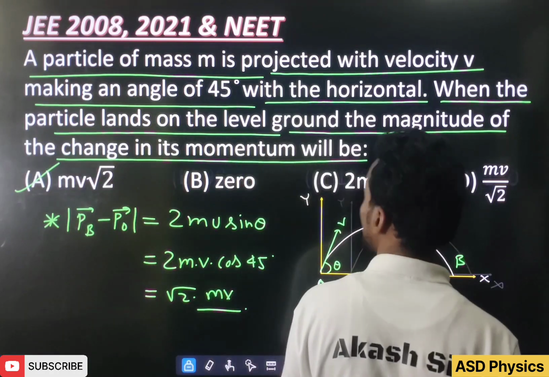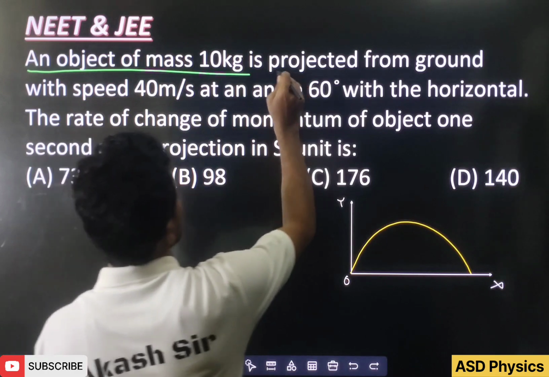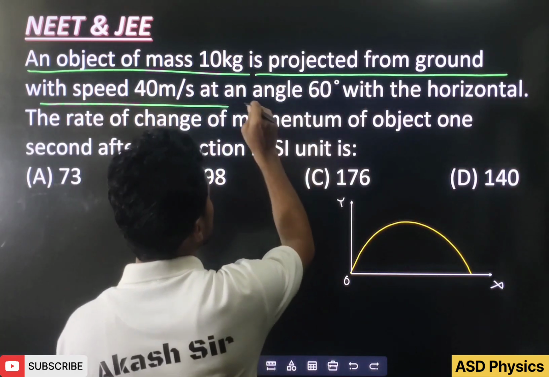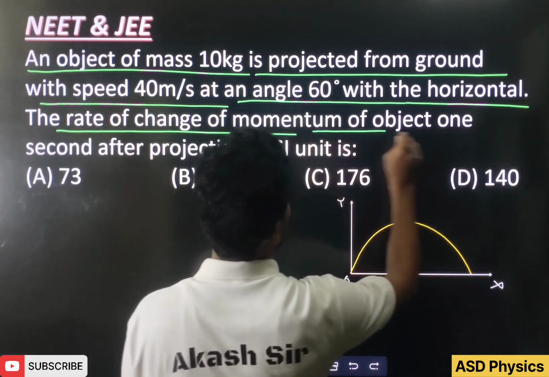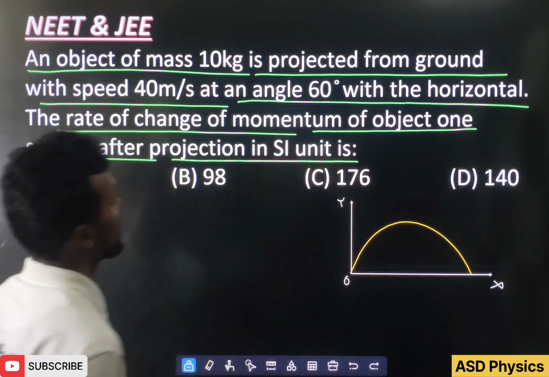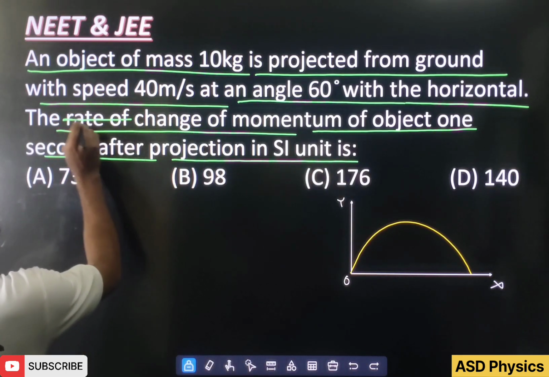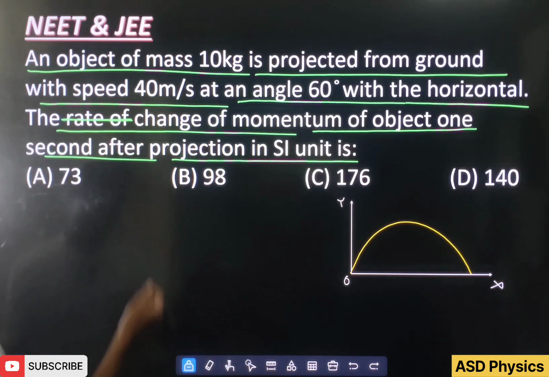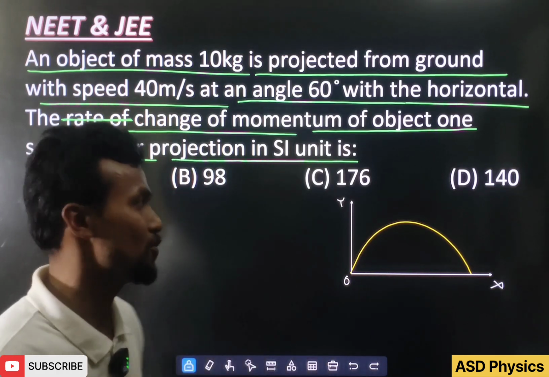Now students, the next question says: an object of mass 10 kg is projected from the ground with speed 40 meters per second at an angle of 60 degrees with the horizontal. The rate of change of momentum of the object 1 second after the projection, in SI units, is how much? Actually, the rate of change of momentum will become force.